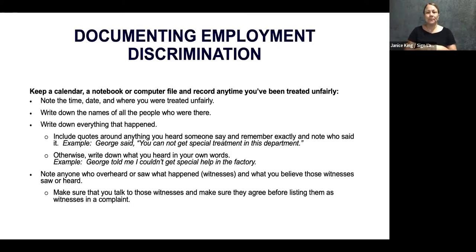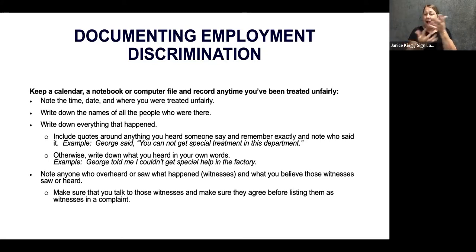So what should an employee do if they're feeling like they're being discriminated against on the basis of their disability? The suggestion that I would have is keep a calendar, a notebook, a computer file, a record of any time you feel you've been treated unfairly. Note the time, the date, where you were when you were treated unfairly. Write down the names of all the people who were there. Write down everything that happened.